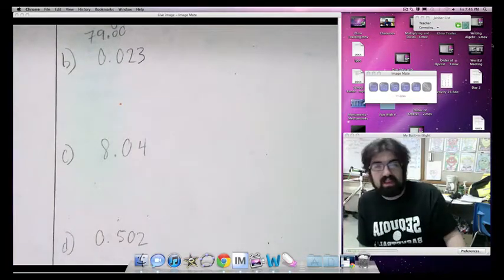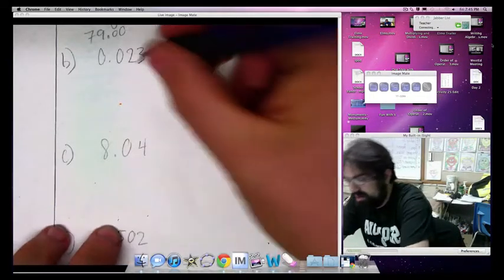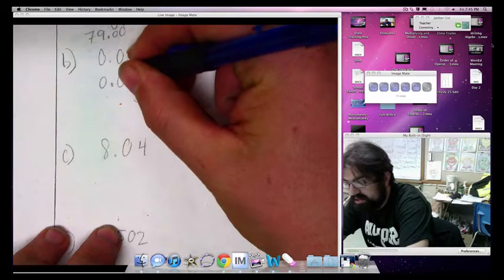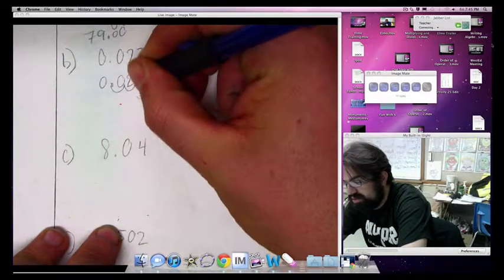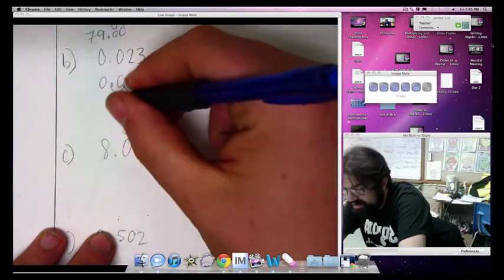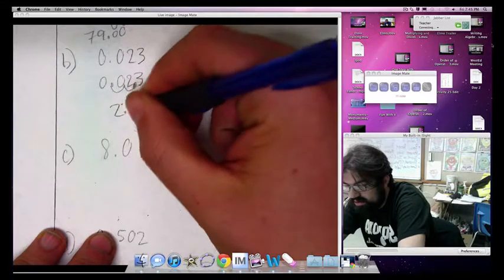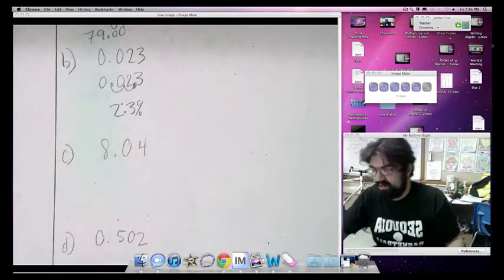I have 23 thousandths. So I'm going to change it. Well, I'm going to rewrite it. I don't want to mess up the one I got right there. I'm going to move it once, twice. So my new decimal point is right there, between the 2 and the 3. So I have 2.3%. Done. That's all I need. Next, moving on.